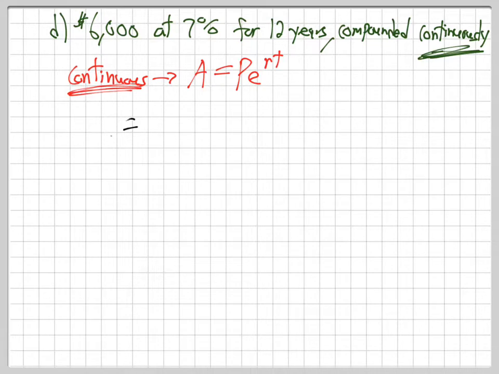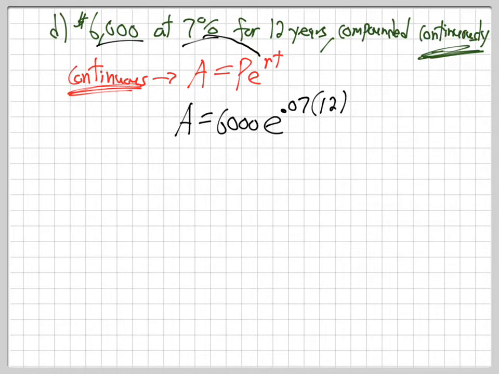So A equals... And let me go back over here. What is the P? That's the 6,000. It's the same. P is still the principal. E is the special constant. I guess I don't need parentheses, do I? E is a special number. R, what's the interest rate? 0.07. T, what's that? That's 12 years, right? The interest rate is there. The time is there. So on your calculator, this is going to be 6,000 E to the 0.07 times 12, that's 0.84. Like that. Now hit the button.